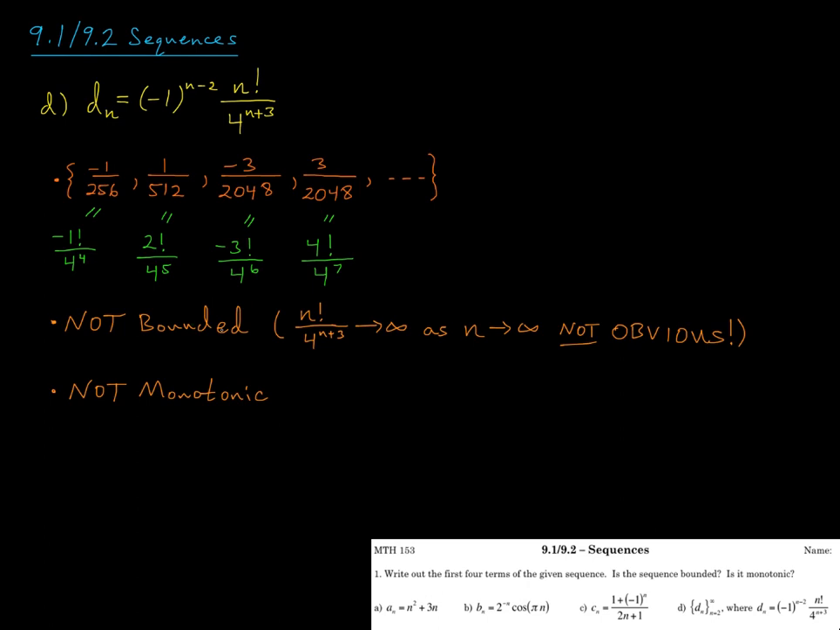So this is not a bounded sequence, and it's definitely not monotonic, right? Because of the sign alternation in particular, it increased from -1 over 256 up to +1 over 512, and then back to negative. So it's not monotonic.